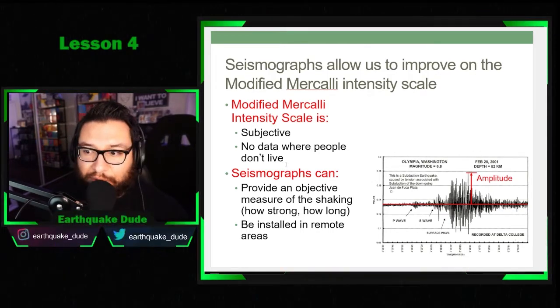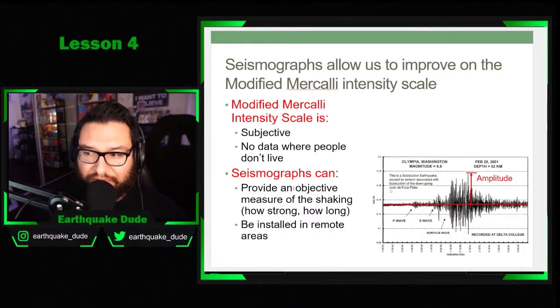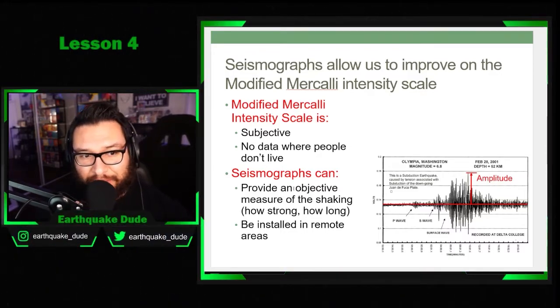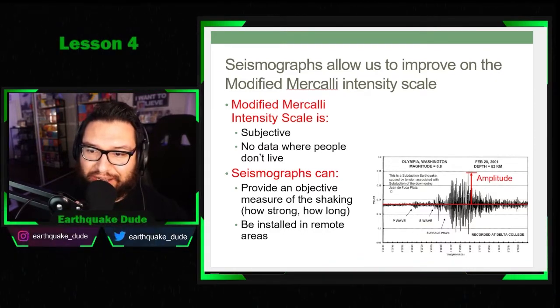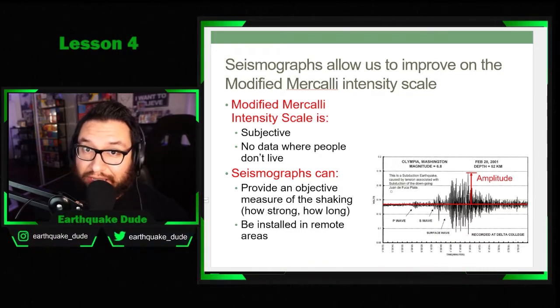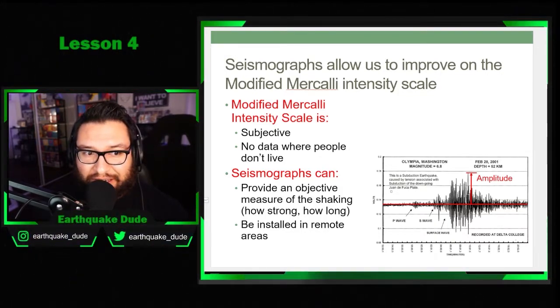So how do we improve collecting data on those? Well, we can install seismographs. Seismographs can provide an objective measure of the shaking for how strong, how long, and all these other different components. And they can be installed in remote areas, exactly where we're missing data. So, using a combination of both the modified Mercalli scale and the addition of seismographs, we can get a pretty good idea and good data collection.